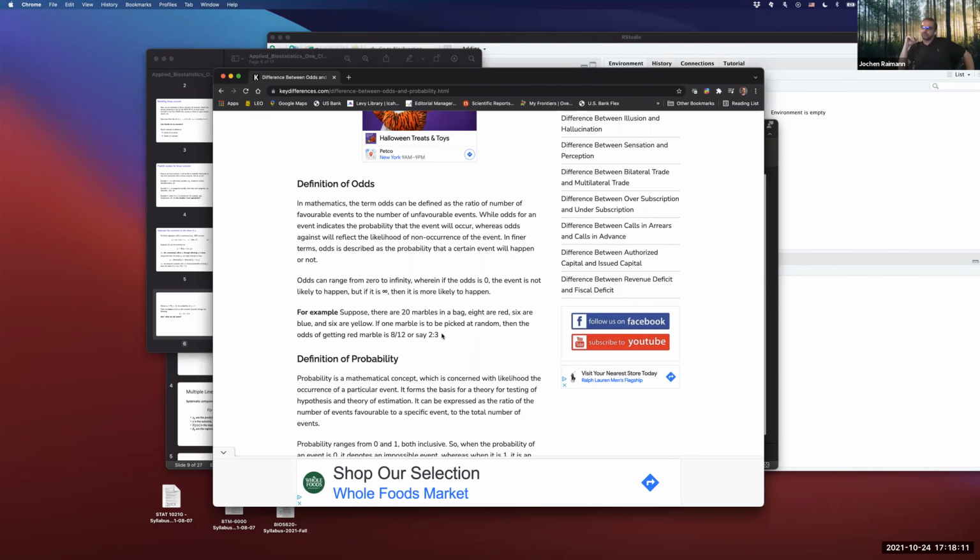So let's go with an example that I found here. You have 20 marbles in a bag, 8 are red, 6 are blue, 6 are yellow. If you were to quantify the probability of randomly picking a red marble out of those 20 marbles, it would be 8 over 20, right? If you were to calculate the odds, you're looking at 8 over 12, because it's 8, the picking of a red one, over the event of this not occurring, which is 20 minus 8. And this is 8 over 12, which you can convert to 2 over 3. This would be the way to approach the odds.